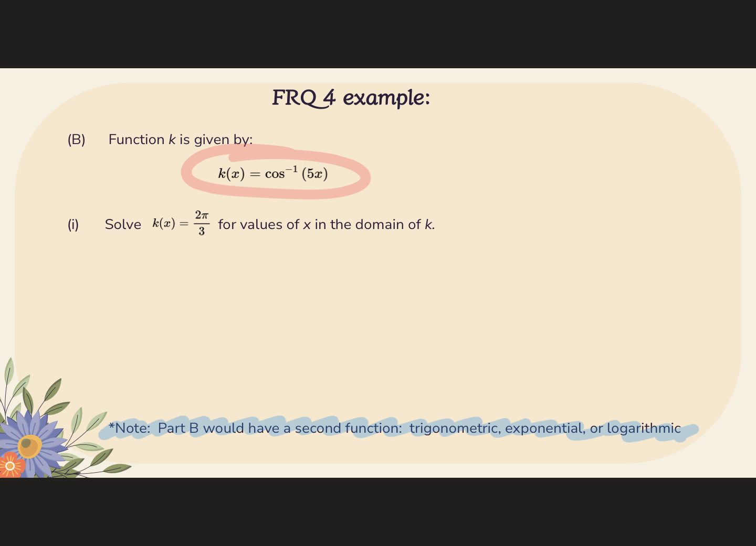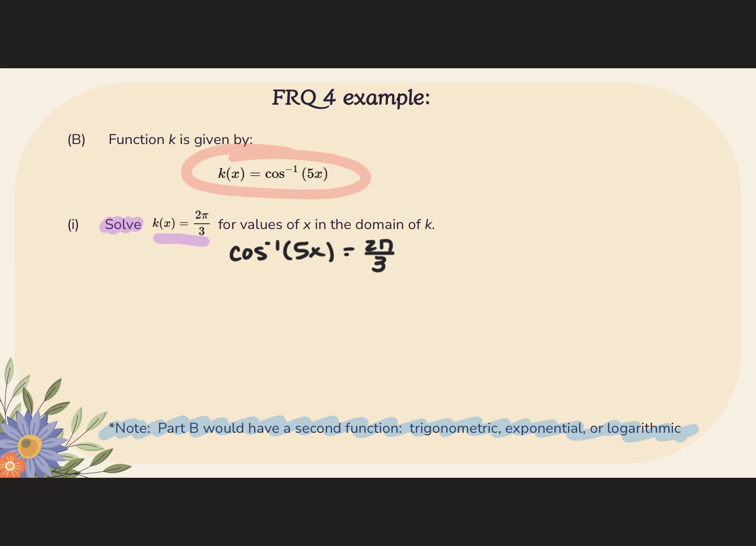Function k is defined by the inverse cosine of 5x, and here our task is to solve. It says solve where this function k is equal to 2 pi over 3 over the domain of k. So setting this one up algebraically, we're going to set function k equal to 2 pi over 3.